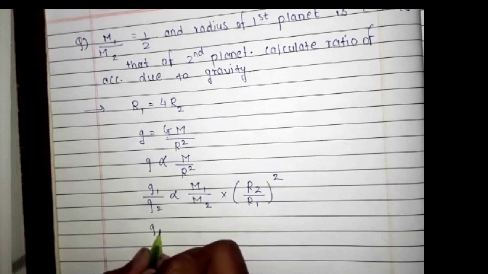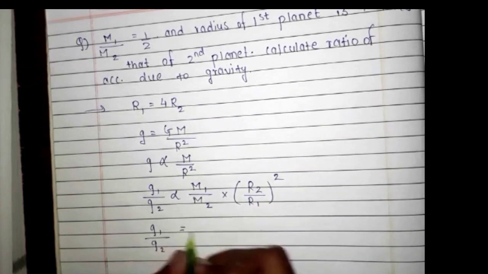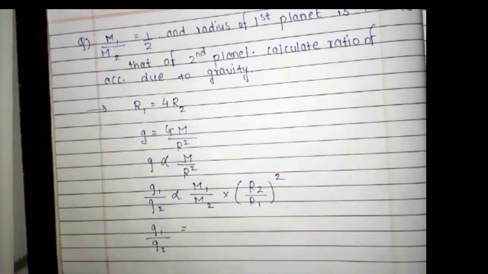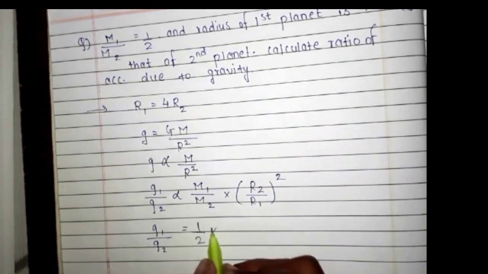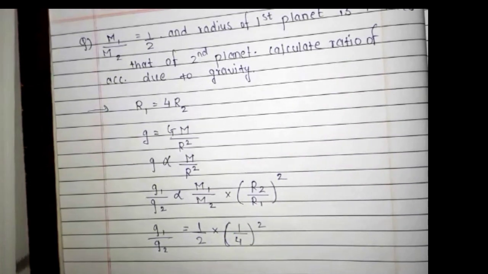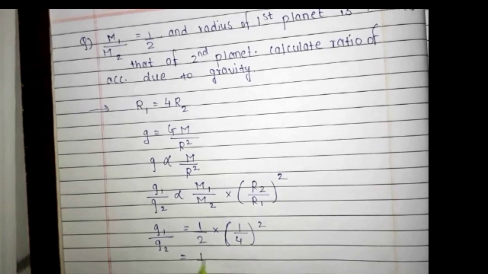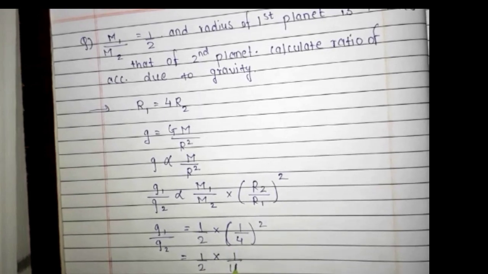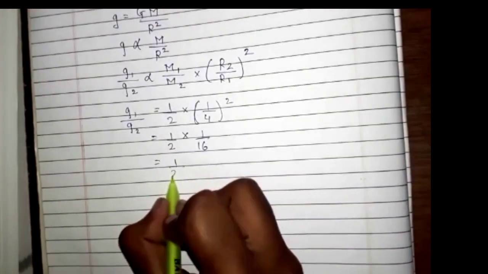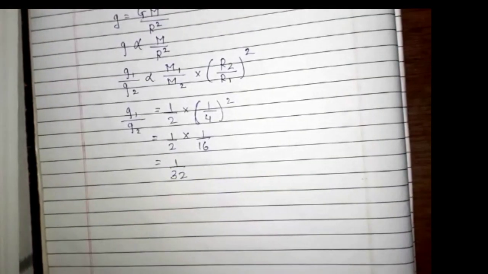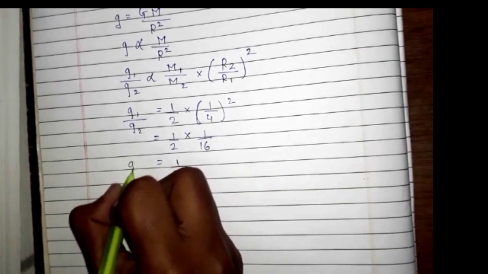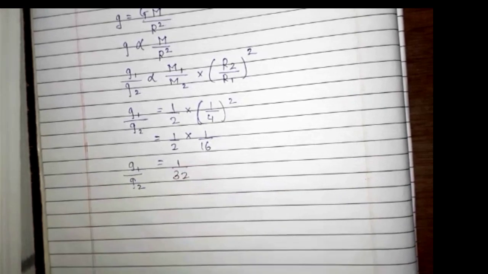So we get g1 upon g2 is equal to m1 upon m2, which is given in the question as half, into (1 upon 4) square. So we get this as 1 upon 2 into 1 upon 16, and it is equal to 1 upon 32. So the ratio of acceleration due to gravity is equal to 1 upon 32.